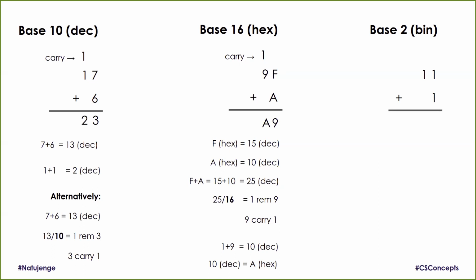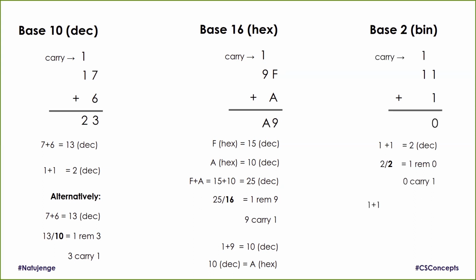Similarly, we can do binary computation. We take 1 plus 1, 1 plus 1. At least you know the answer from the previous slide. So we'll do 1 plus 1, which gives us 2. 2 is not a symbol within the base 2. So we divide by 2 and we get 1 remainder 0. So we write 0, then we carry 1.